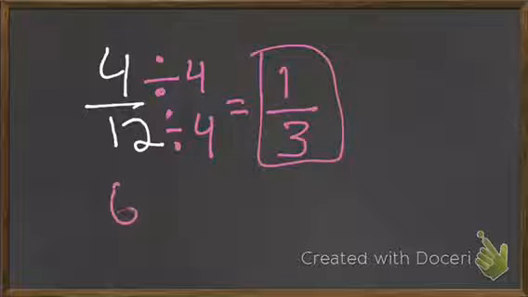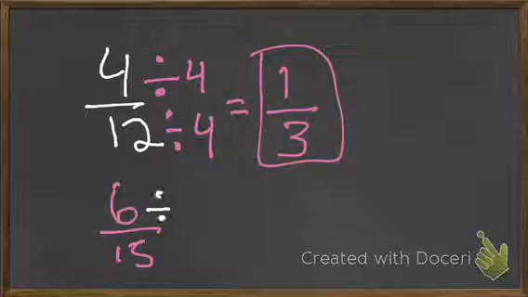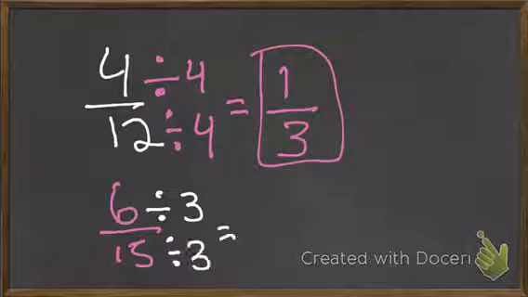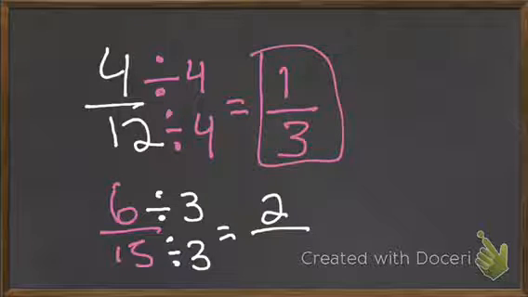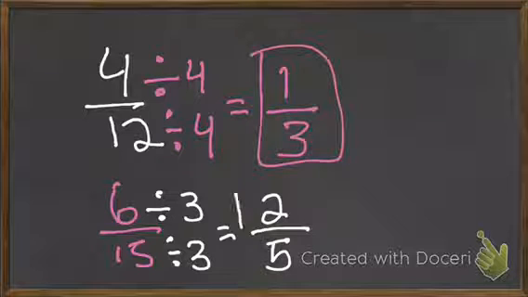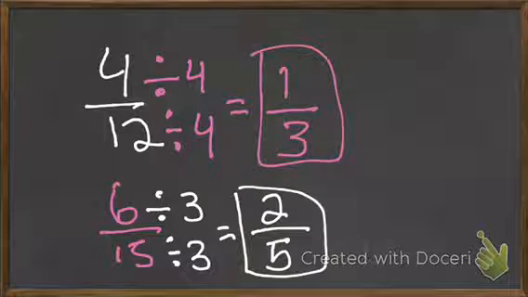Let's say I said 6 over 15. Well, both numbers divide by 3. 6 divided by 3 is 2. 15 divided by 3 is 5. So this is simplified. So if I ask you to simplify a fraction, this will be what you do.